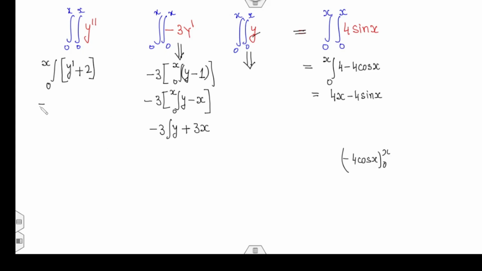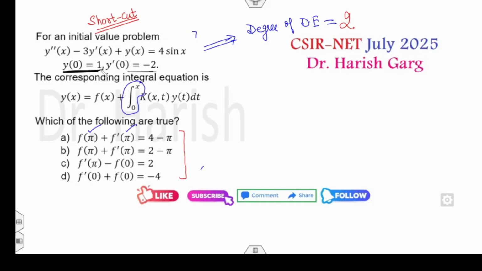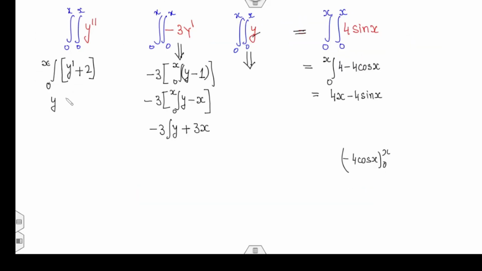What is the integration of y dash? It's y. So once you substitute from 0 to x, it's y minus the value of y of 0. It's minus 1. And the integration of that 2 is 2x. Fine. Now you have got all these answers.